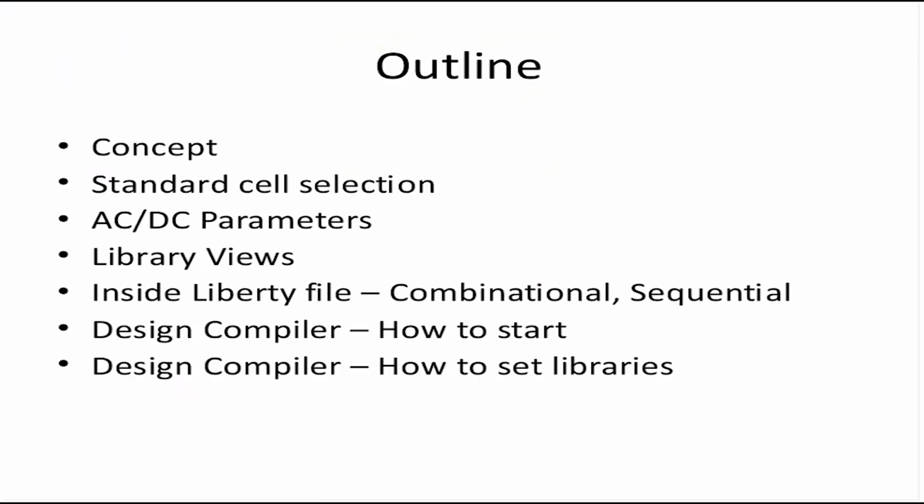The outline of this lecture is I'll discuss the concept of libraries, how these libraries are designed, a brief view into that, and then how the standard cells are selected and combined to form the standard cell library. We'll see the important AC and DC parameters of the standard cell. We'll look at different library views, and then we'll go very deep inside a Liberty file, that is the format of the standard cells, which is written by Synopsys tool. .lib is the short form for Liberty. We'll look at both combinational and sequential cells.